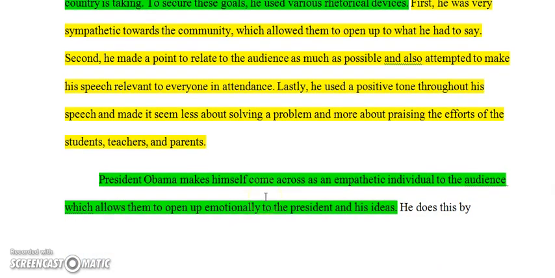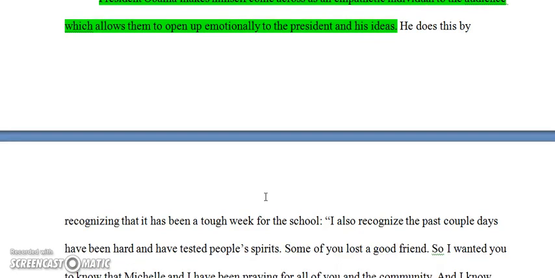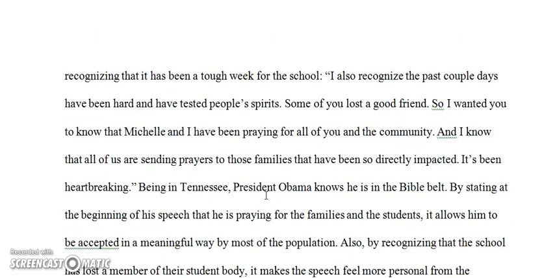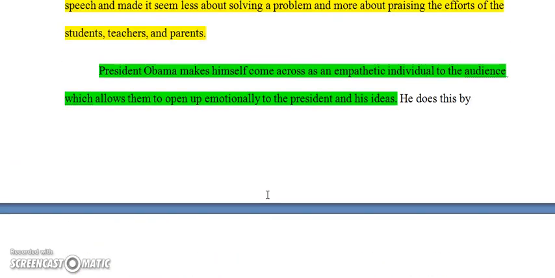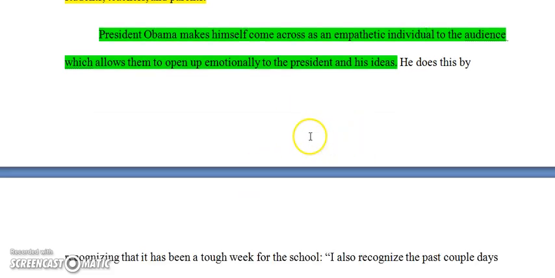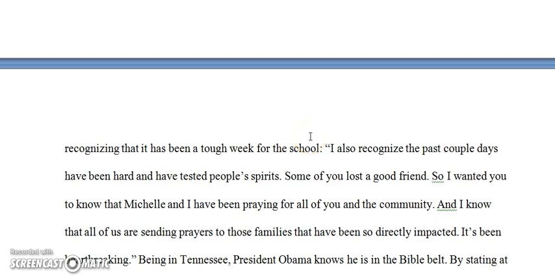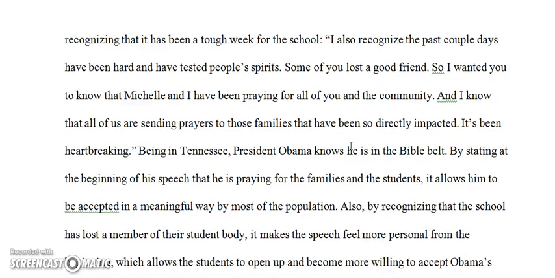So it picks up point 1, and then immediately moves into some textual evidence. He does this, that is showing himself as an empathetic individual. That's ethos, which is operating also in conjunction with pathos, making the audience emotionally receptive to the president. He does this by recognizing that it's been a tough week for the school, and then right into a quote from the president, and following that quote with an interpretation.